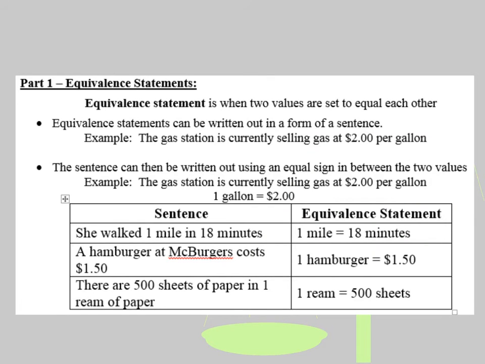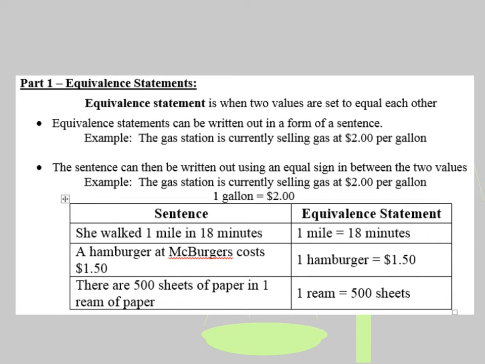Okay, in part 1 of this activity, you guys are actually going to learn how to gather the equivalent statements from a word problem. Okay, so for example, it says here the gas station is currently selling gas at $2 per gallon. This sentence is actually an equivalent statement, but we need to figure out, how do I write this as if I were doing it in math. And so this actually comes out being 1 gallon equals $2 because they are selling gas at $2 per gallon.